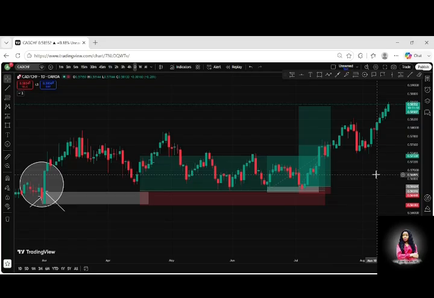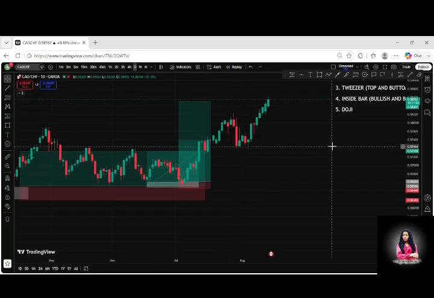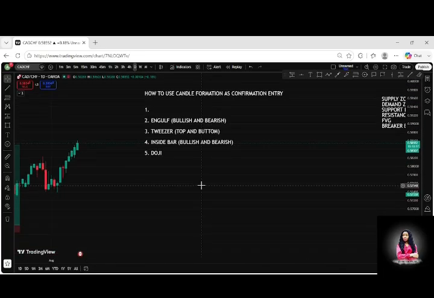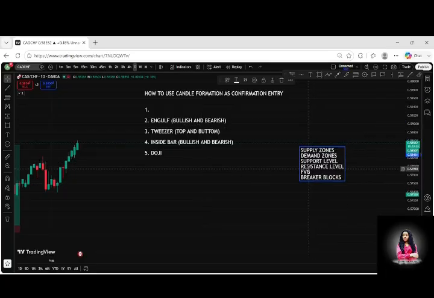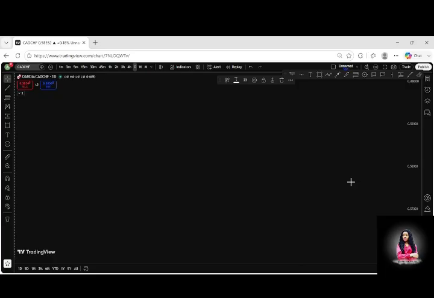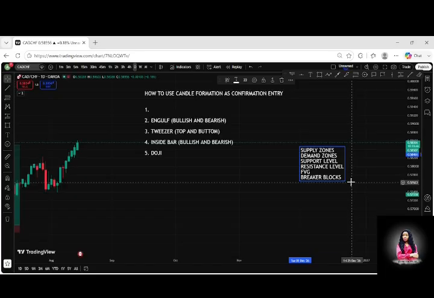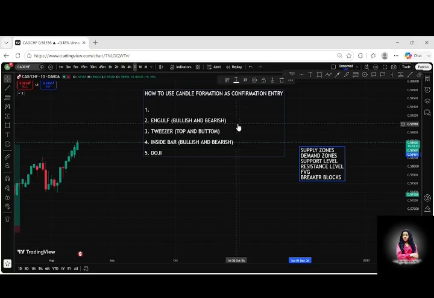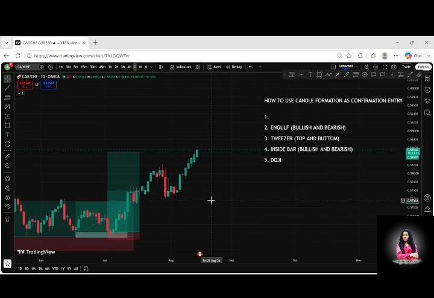Now, should you enter every bullish engulf that you see? The answer is no. So where exactly should you be taking the engulf? You take engulf when they appear at a key level. So what are key levels? Key levels are your supply zones, demand zones, support zones, resistance zones, FVG areas, and breaker blocks. These are your major key zones. And whenever you see the bullish engulf prints at those key levels, watch out. Take your 50% and enter your trade.